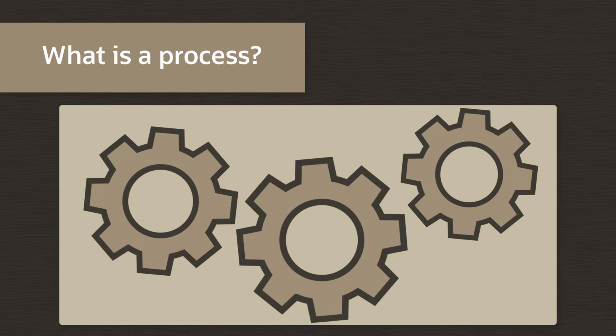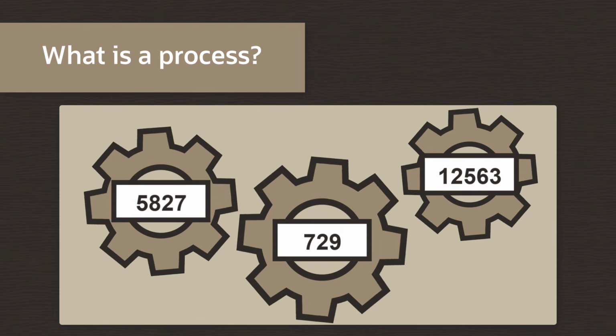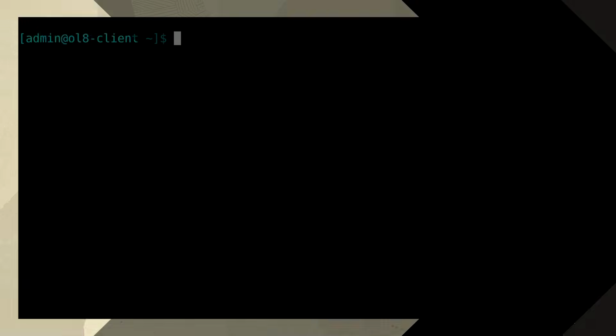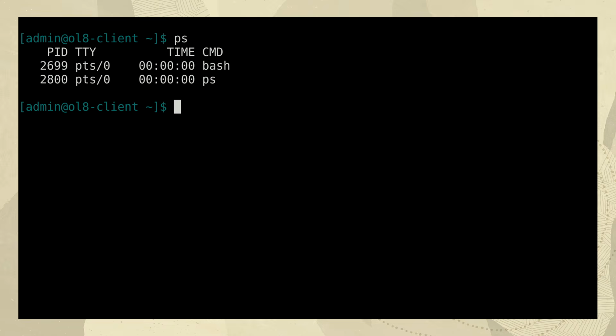At any given time, there will be multiple processes running on the system. Each process is assigned a unique number, or PID, which we can use to monitor and manage the process. Let's jump into a terminal and take a look. One of the ways we can monitor processes is using the ps command. Running just ps shows us active processes for this shell. For instance, we see that the ps process has a PID of 2800.